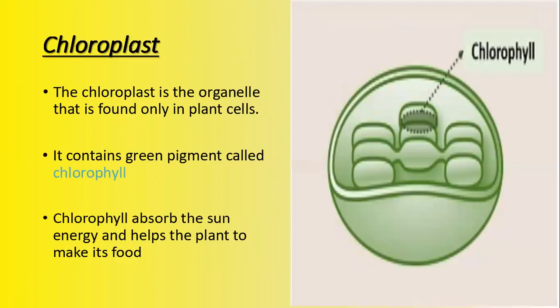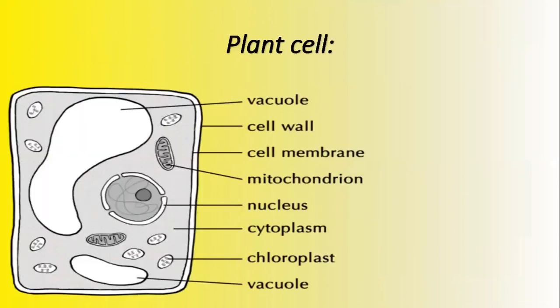Let's look at the structure again of a plant cell. You can see plant cell, vacuole, cell wall, cell membrane, mitochondria, nucleus, cytoplasm, chloroplast, and a small vacuole. It explains the structure of a plant cell. We study some of its organelles.